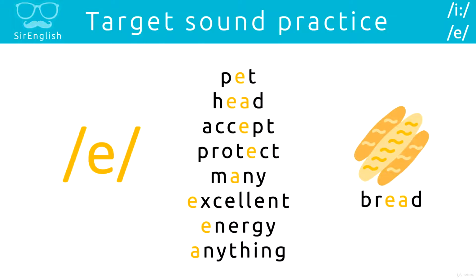So let's look at the target sound practice word list. Notice the symbol on the left. It's simply the letter E. This symbol represents the sound E in English. Okay? It's different from the alphabet. Don't forget this. The alphabet, A, B, C, D, E, is just how we spell words. The symbol on the left is E, but this is representing a sound, not a spelling. So listen and repeat after me.